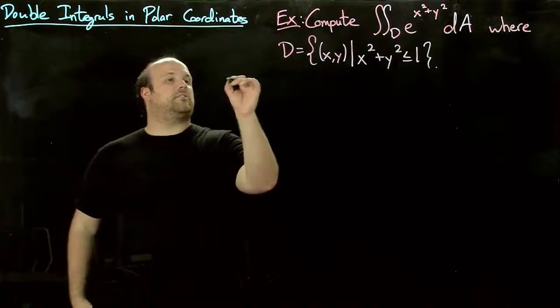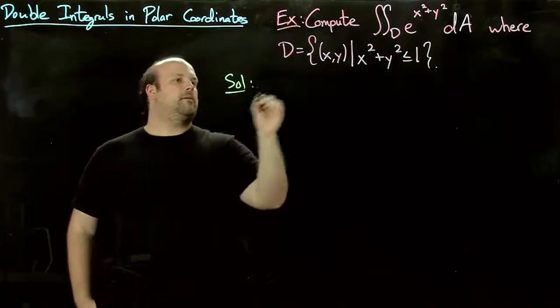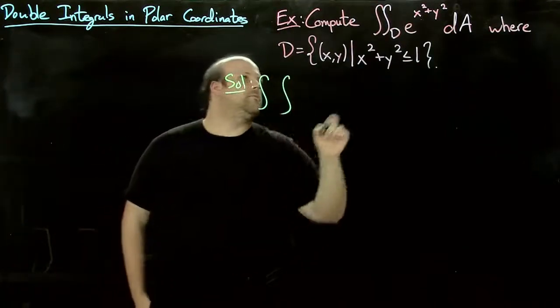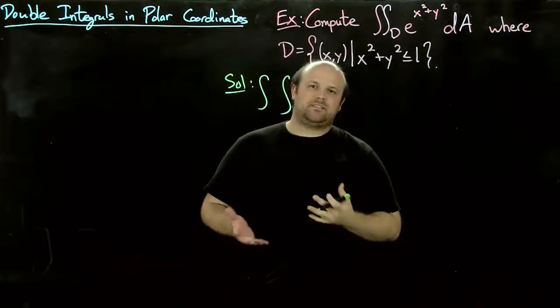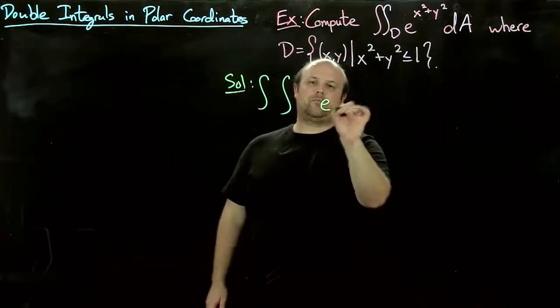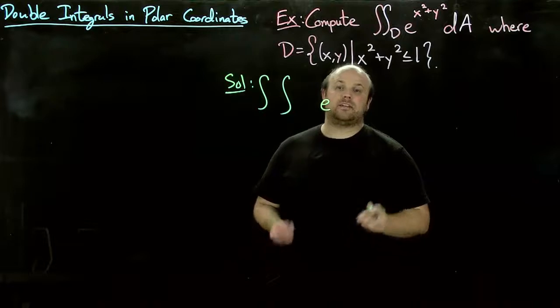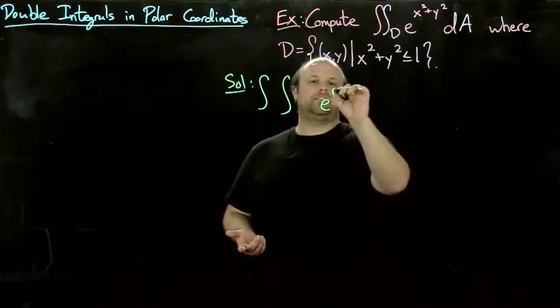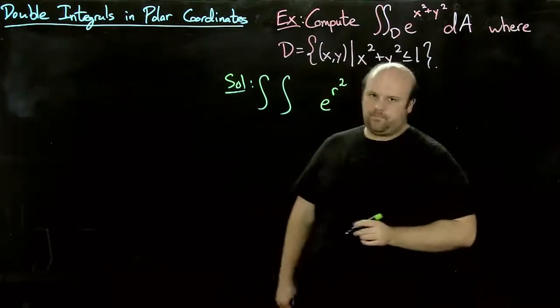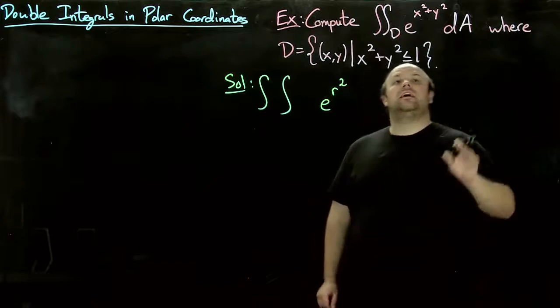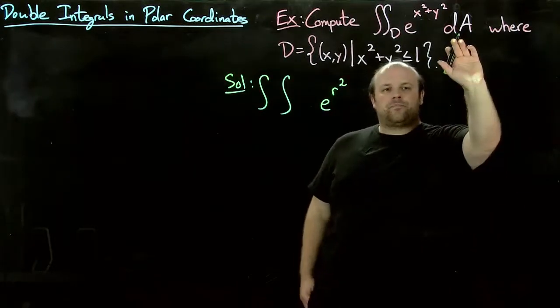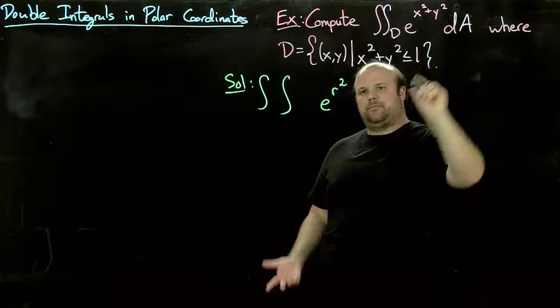So if we use polar coordinates, e to the x squared plus y squared, what does that become? Well, remember, x squared plus y squared is r squared. So we have e to the r squared, right? And then dA is r dr d theta, right?